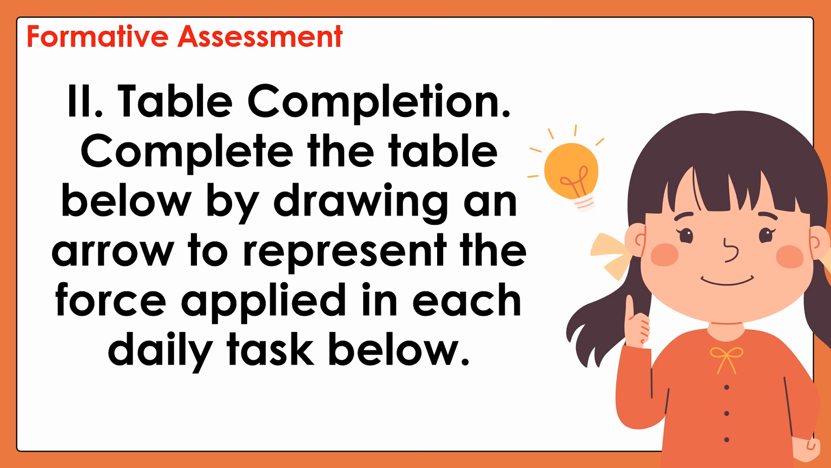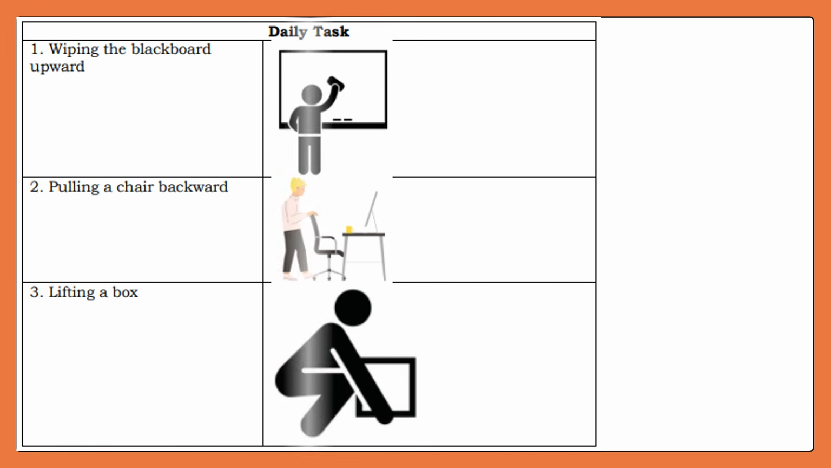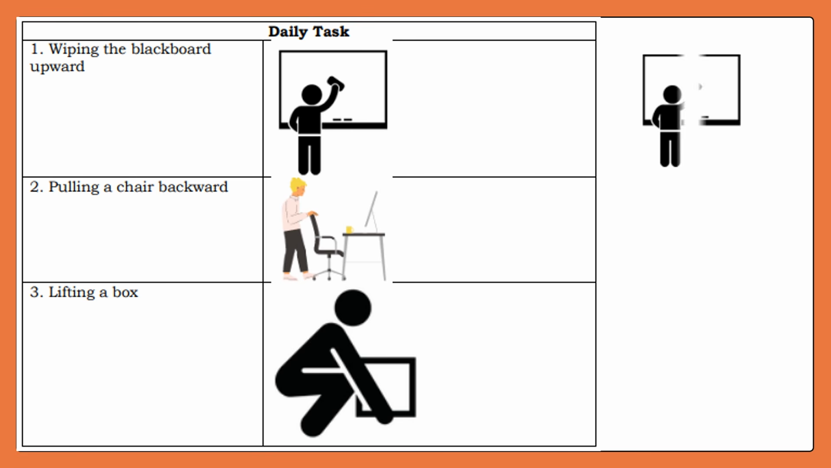Second part is table completion. Complete the table below by drawing an arrow to represent the force applied in each daily task below. Here are the daily tasks. First, wiping the blackboard upward. The answer. Second, pulling a chair backward. The answer is.